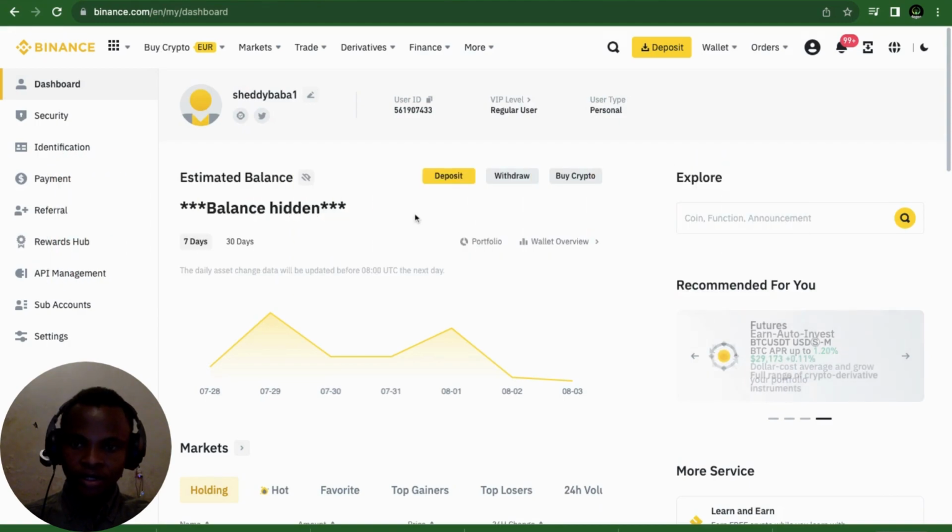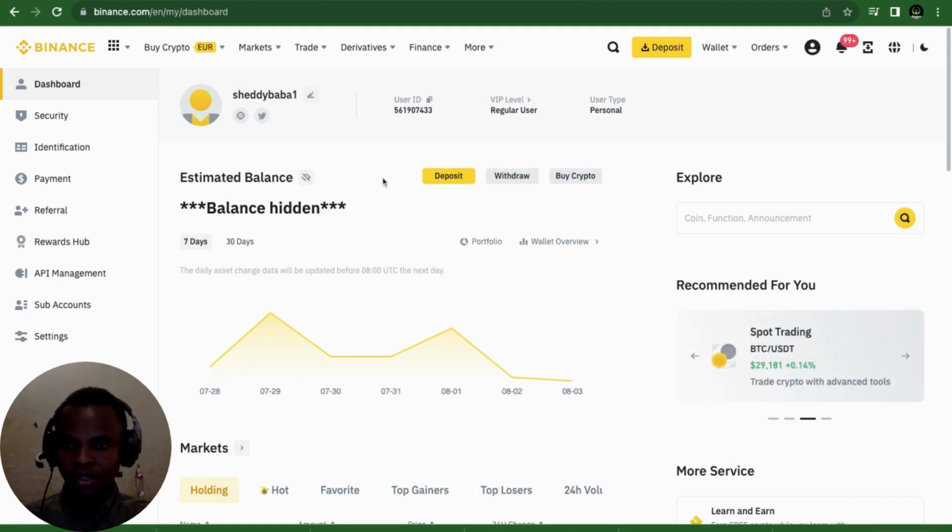So far, we have been treating some courses on Binance, all the things you can do with Binance and what you can use Binance to do. So this should be class number 8 so far. So let's get down to the business of the day.